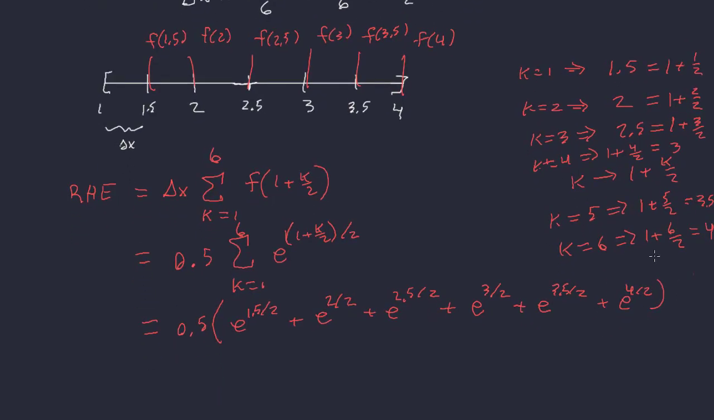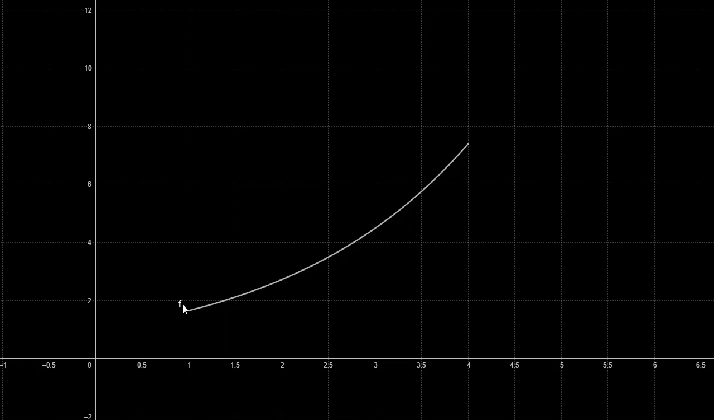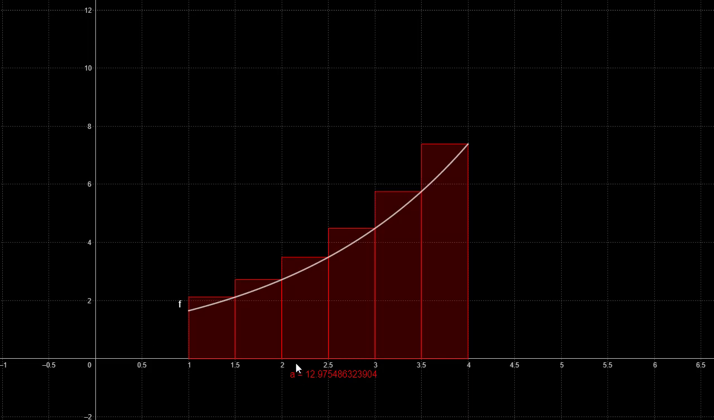Okay, this is really something that will be more important later on. Okay, but for right now, you could just write this out. I was just showing how you might if you were interested. All right, I got that. That's about 12.975. Right, and if we go to our graph here, look at the right-handed estimates. So here's our f, and here's our right-handed rectangles.